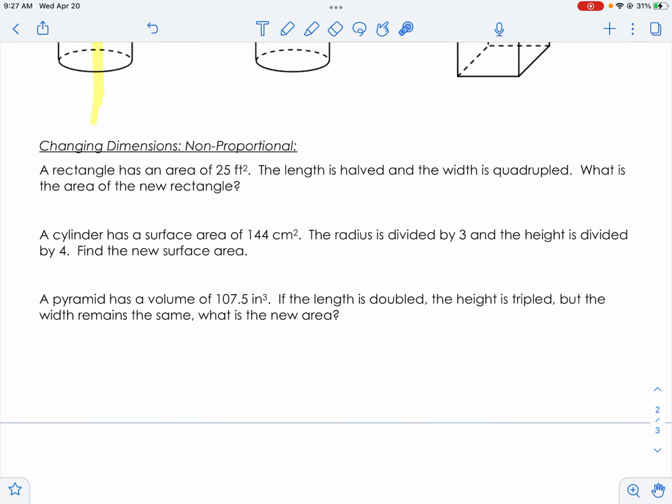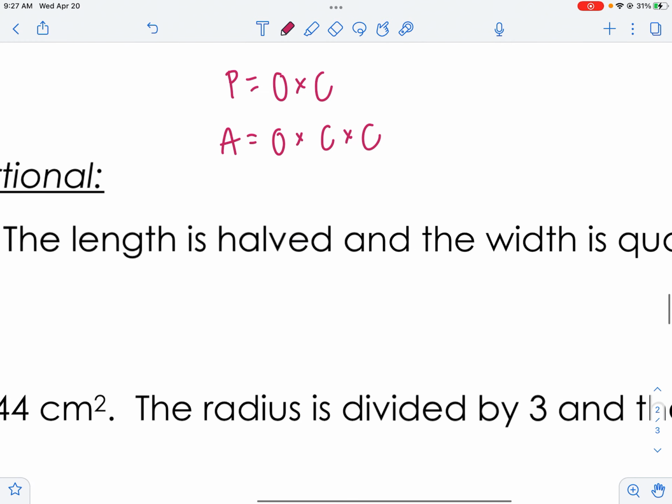So if we have a rectangle that has an area of 25 feet squared, and they decide that we're going to halve the length and quadruple the width, well, what would be the area of the new rectangle? How would that affect it? Well, this goes back to those formulas that we've talked about before, the PAV 1, 2, 3. Remember that our perimeter will just have one change, so it'd be the original times the change. Area will have the original times the change times the change.